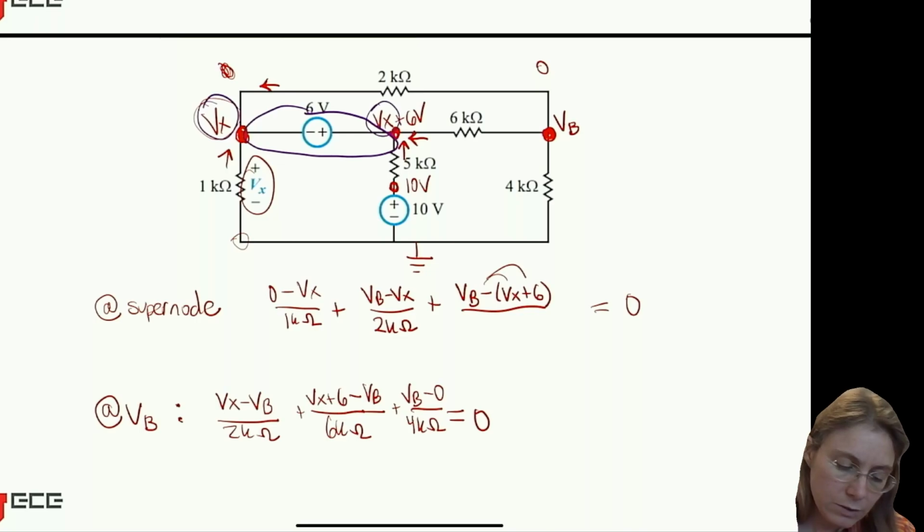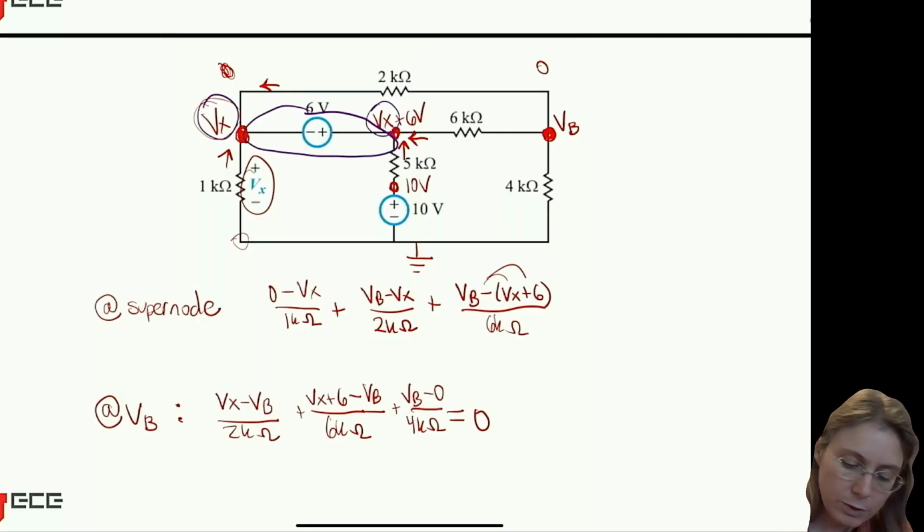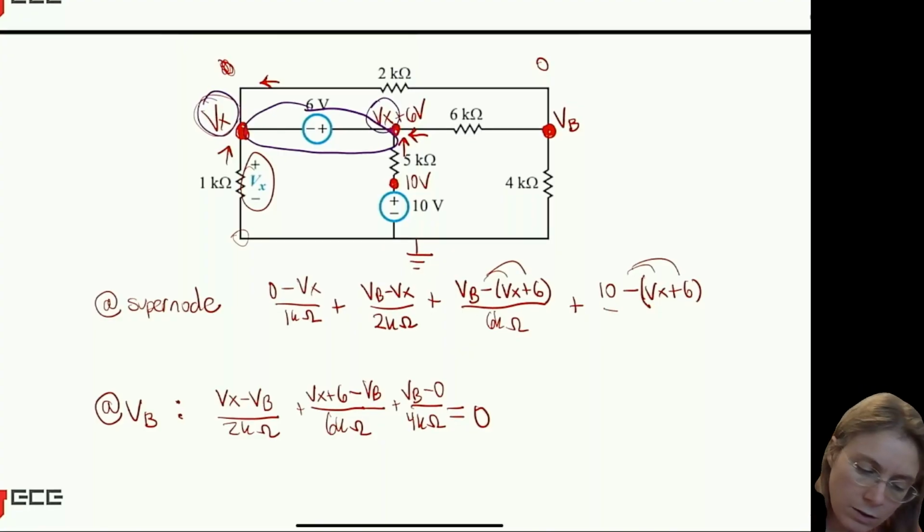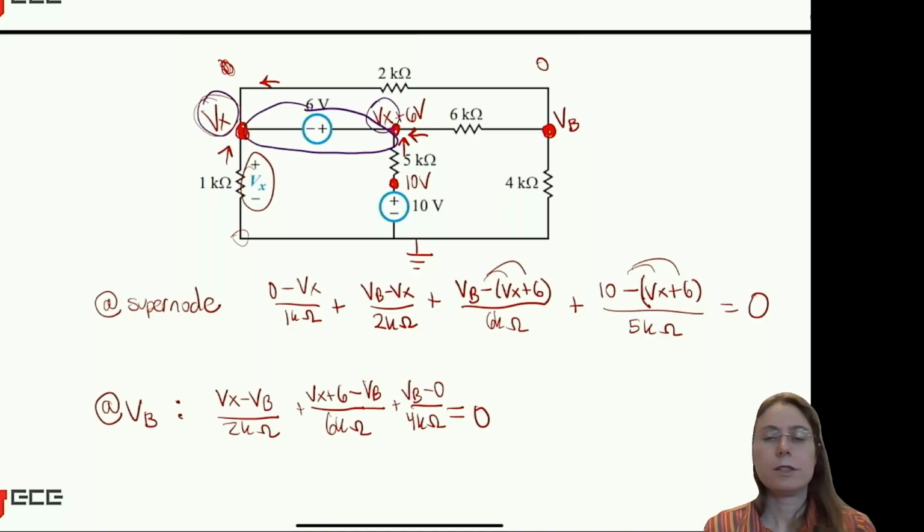And then finally, that's going to be over 6 kilo ohms. Didn't leave myself enough room here. We'll erase that minus 0 for now. Final step will be from this 10 volt node over to Vx plus 6. Again, it distributes, all over 5 kilo ohms equals 0. So that is how I made my two node voltage equations in this situation where I have a supernode. I think you're ready to do the worksheet now.